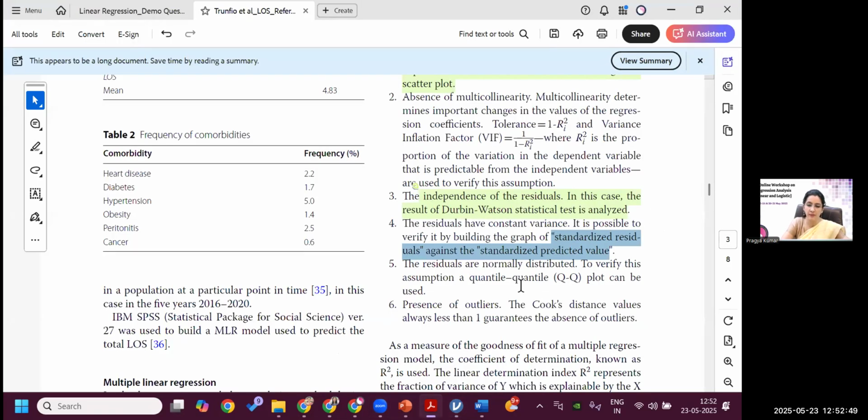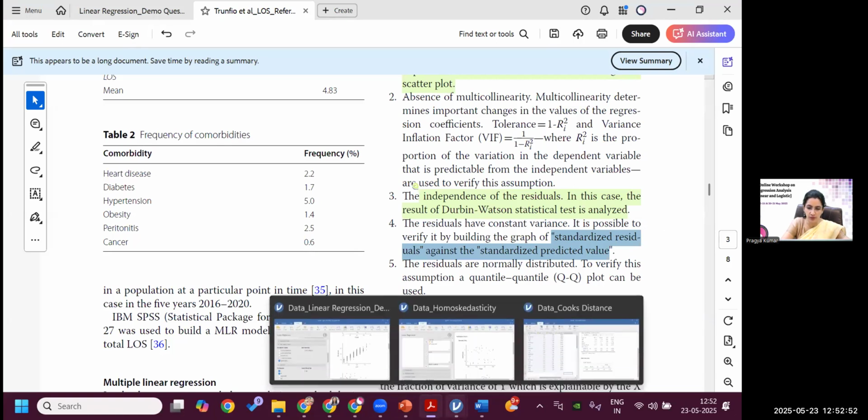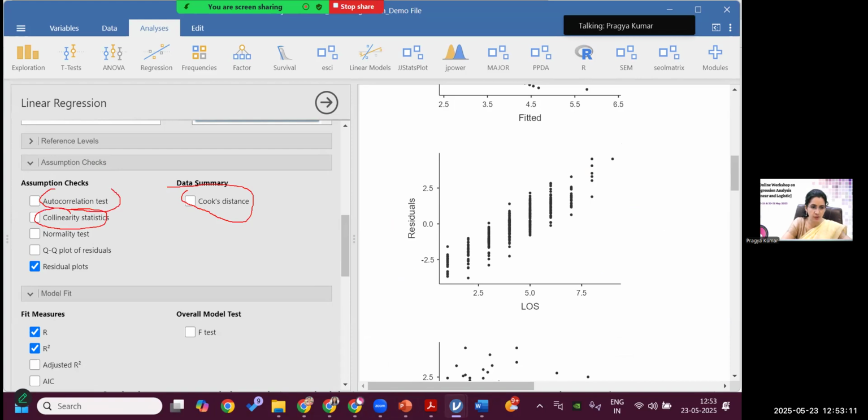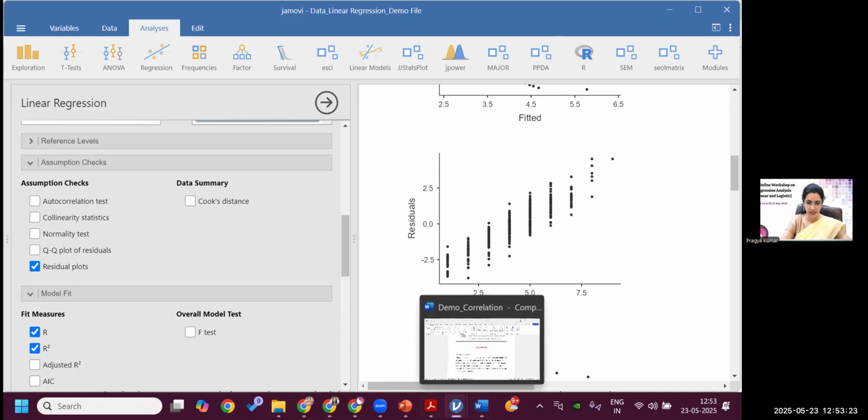And then they performed the QQ plot also. So in assumption check, you have got Cook's distance, which we have seen. You have got collinearity, which I'm not telling you now. For autocorrelation, I'll tell you what it is. For normality, we go for the QQ plot, and we go for the residual for checking the linearity and the homoscedasticity.